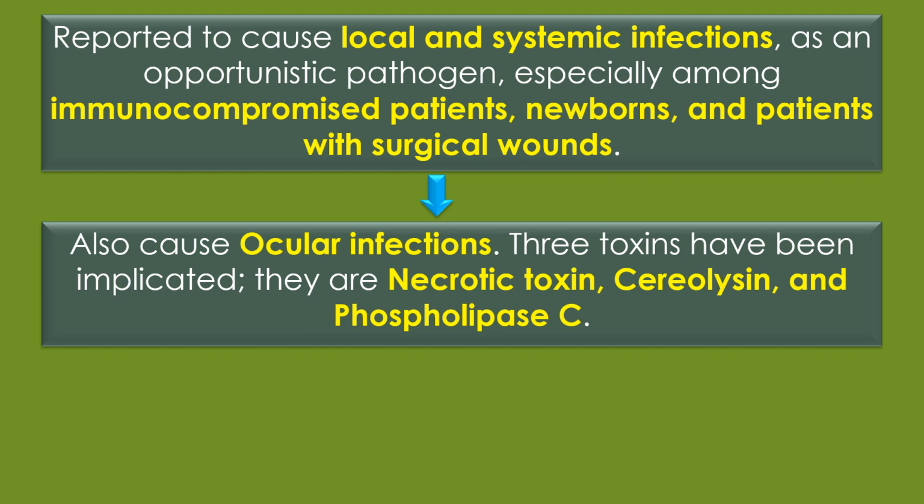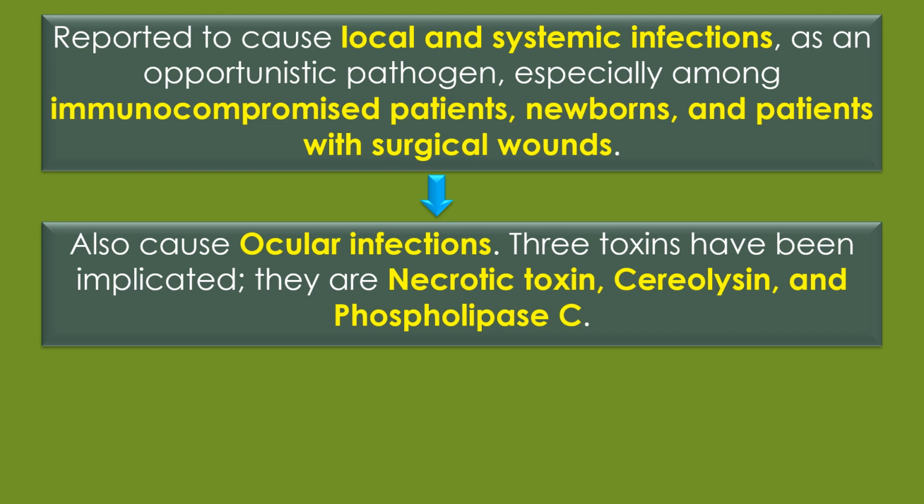Although Bacillus cereus is commonly known to cause foodborne intoxications, it has been reported to cause local and systemic infections as an opportunistic pathogen, especially among immunocompromised patients, newborns, and patients with surgical wounds. Finally, Bacillus cereus can also cause ocular infections.